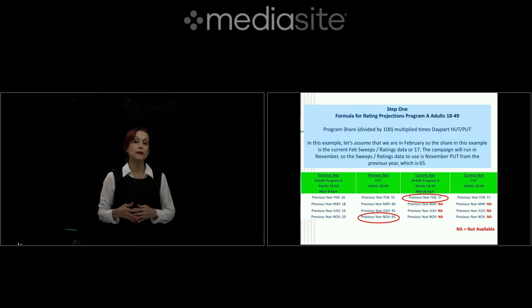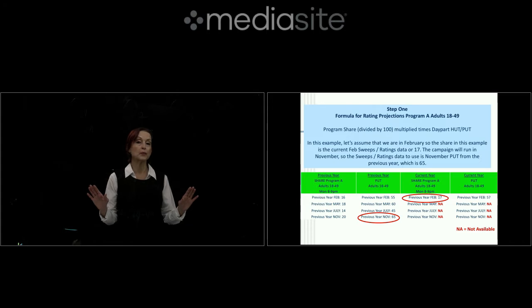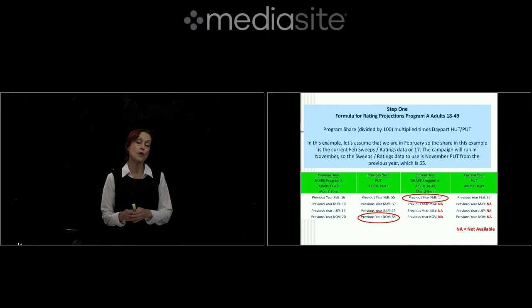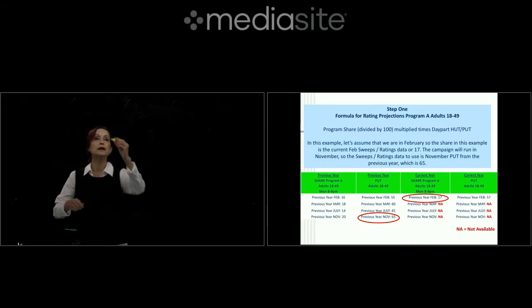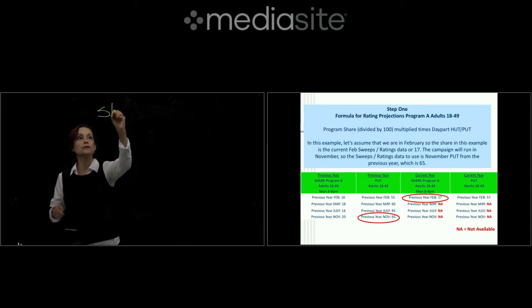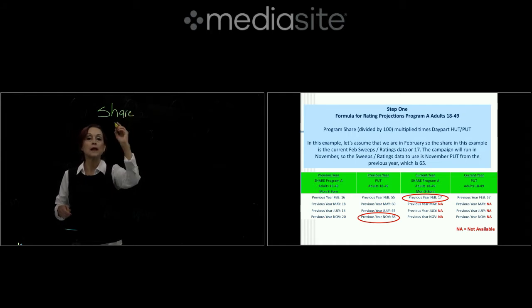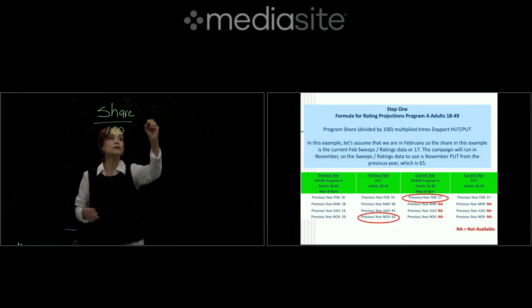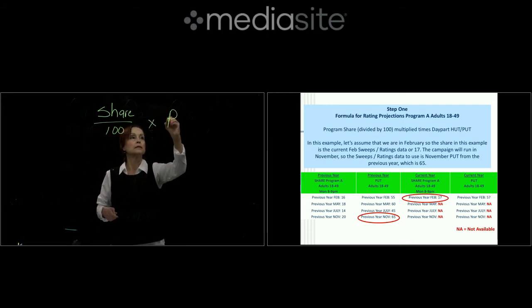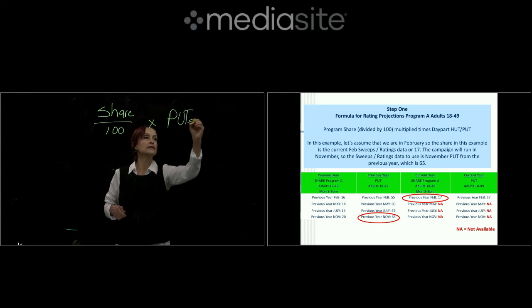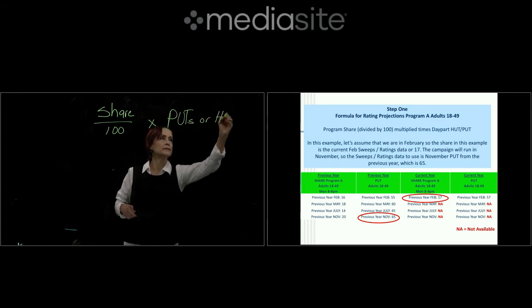Okay, let's start. Refer to the video lesson PowerPoint on understanding television projections to study the chart. We will keep this calculation simple to understand. Remember the general formula for projections, and let's put it here again, is share divided by 100 times PUTs or HUTs.